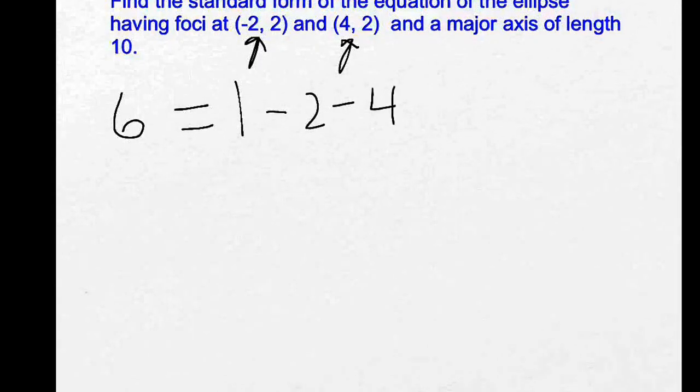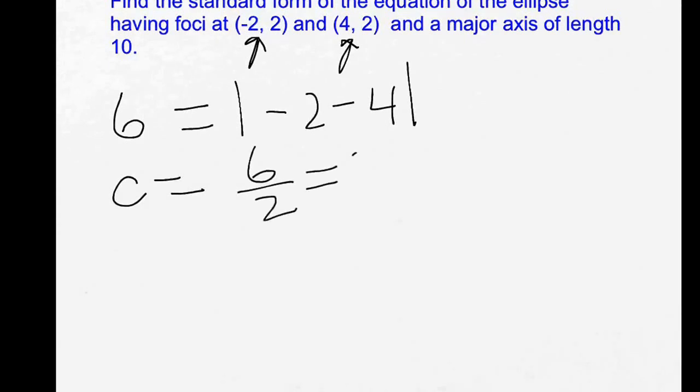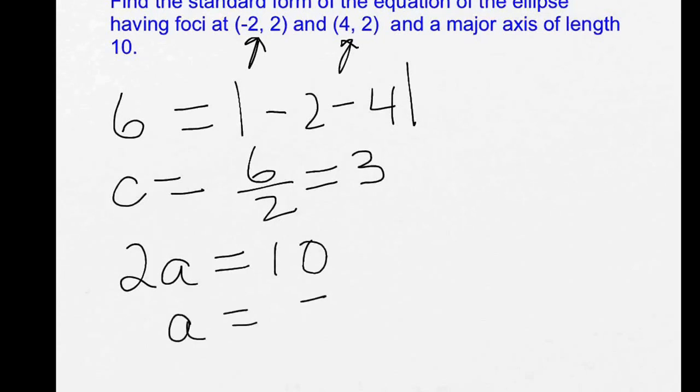We know the distance from the first foci to the second foci is 6, which is the absolute value of -2 minus 4. That tells us that c equals half of that, or 6 divided by 2, or 3. We know the major axis is 10, and the length of the major axis is 2a, and that's equal to 10, so then we know that a equals 5.